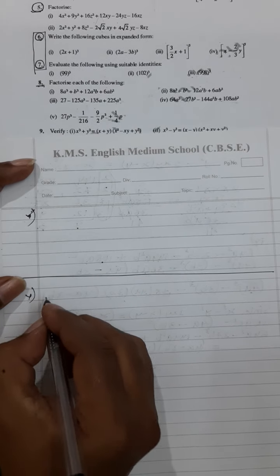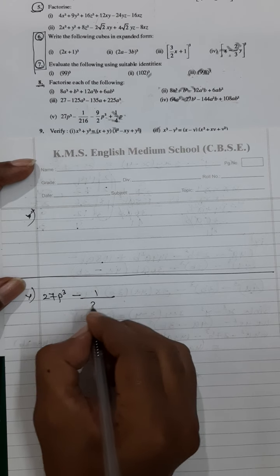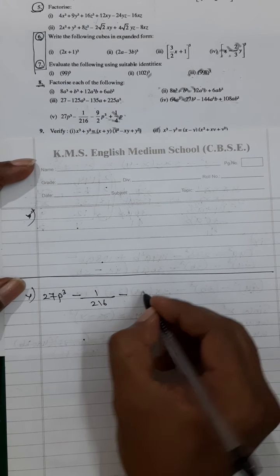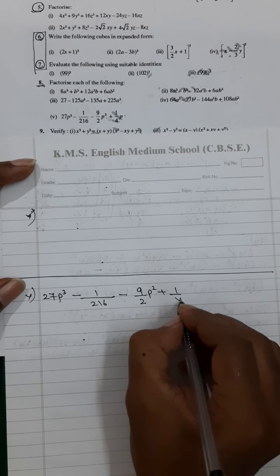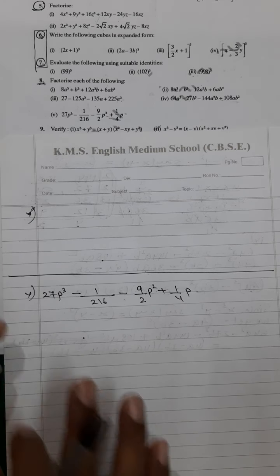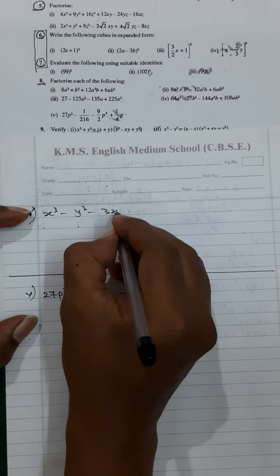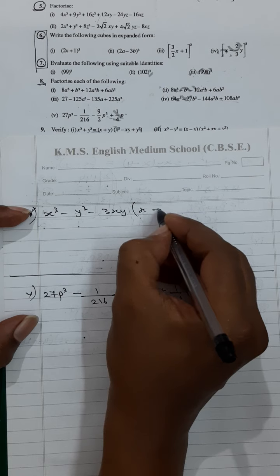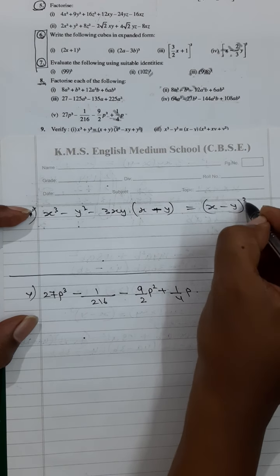See here it is 27p cube minus 1 upon 216 minus 9 upon 2 p square plus 1 upon 4 p. Don't get confused or scared of these so-called disturbing numbers. You have to first see the track. First of all, you should understand it is going to be x cube minus y cube minus 3xy into x minus y, which is x minus y the whole cube.